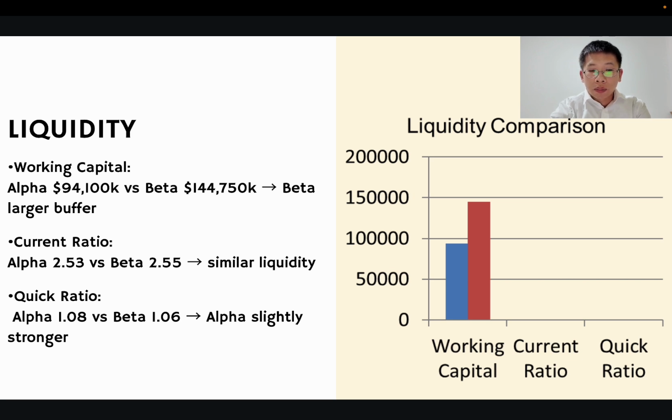However, Beta has a much larger working capital base, about 144,750 compared to Alpha's 94,100. It gives Beta more financial flexibility to handle an unexpected expense or support future expansion. So in summary, Alpha has slightly better liquid asset efficiency, but Beta has a bigger financial buffer.